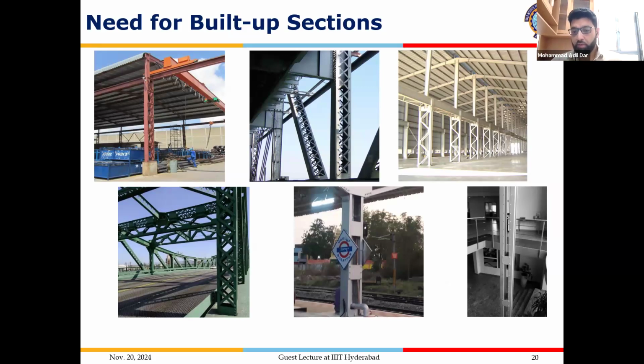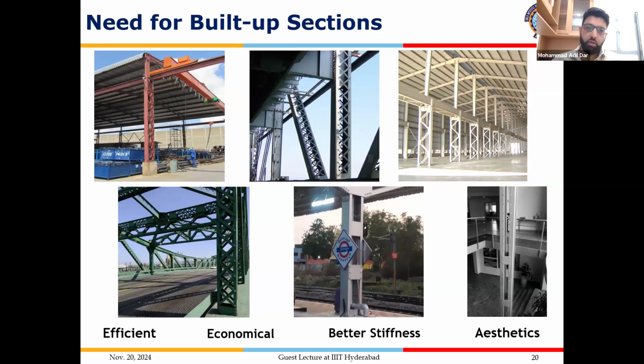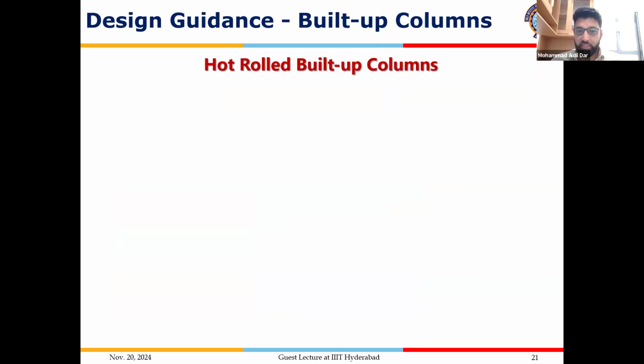That's how we develop these built-up systems, which are efficient because of their lattice configurations. They are economical because it's not a solid structure. They exhibit better stiffness, and they are aesthetically pleasant, at least from a certain perspective. Now, let's move on to the design guidance available on built-up columns, again regardless of whether it's cold form steel or hot rolled steel.